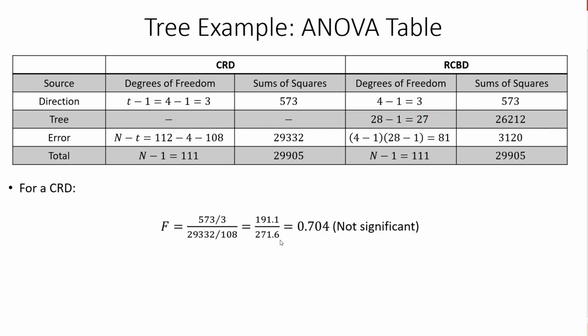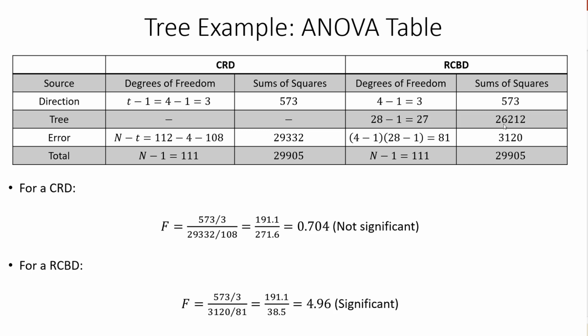So if we calculate our mean squared error for our completely randomized design, it'd be 29,000 divided by 108, and that would give us about 271, and an overall F-stat of about 0.7, which would not be significant. Whereas if we're looking at a randomized complete block design, we take this 3,201, which is a lot smaller than 29,000, and this 81, which is a fair bit smaller than this 801.